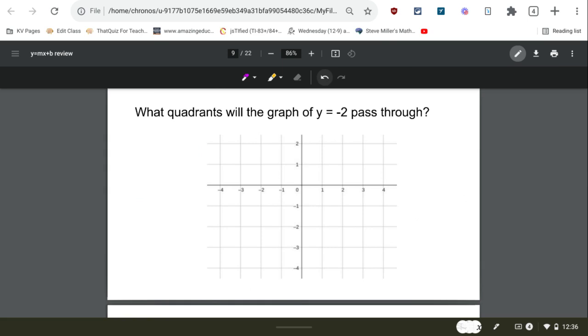Okay, y equals -2. This one is a special case. I'm going to go down to -2 on my y value and draw a horizontal line there. Every point that I plot here has to have -2 for a y value. Horizontal line at -2. So my answer is quadrant 3 and quadrant 4 only. 3 and 4.